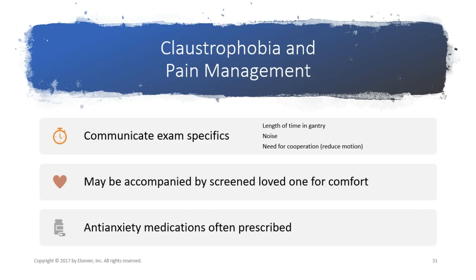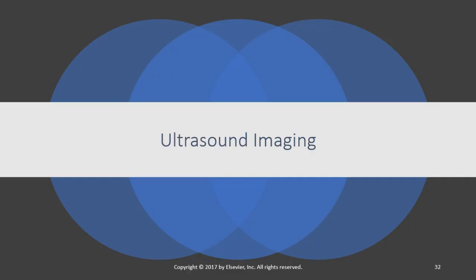They're more inclined to get through the study and get it through quicker because you don't have to do repeats, okay? So maybe accompanied by a screened loved one for comfort. There have been times where I've taken my tech aide and stuck them in there with them, or they brought a family member. So you screen them and put them in there with them so that they're okay. There's also medications that we can give to help with the anxiety.